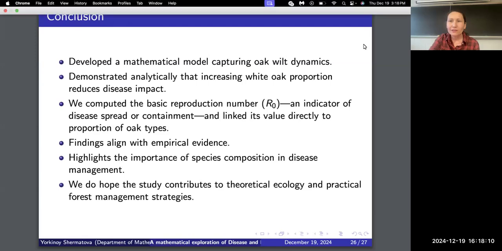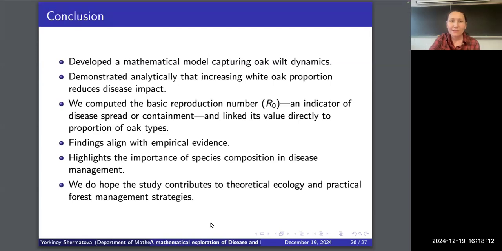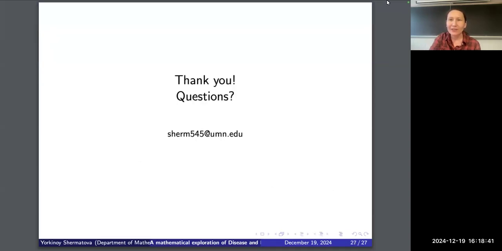In conclusion, we developed a mathematical model, and then we developed an extended model. We talked about the reproduction number in terms of the proportion of white and red oaks. We do hope the study contributes to theoretical ecology and practical forest management strategies. It's a piece of the puzzle. It's not that this is what you should do; it maybe gives a little bit of insight when people are thinking about these management strategies. And I hope I didn't go over time for too long.